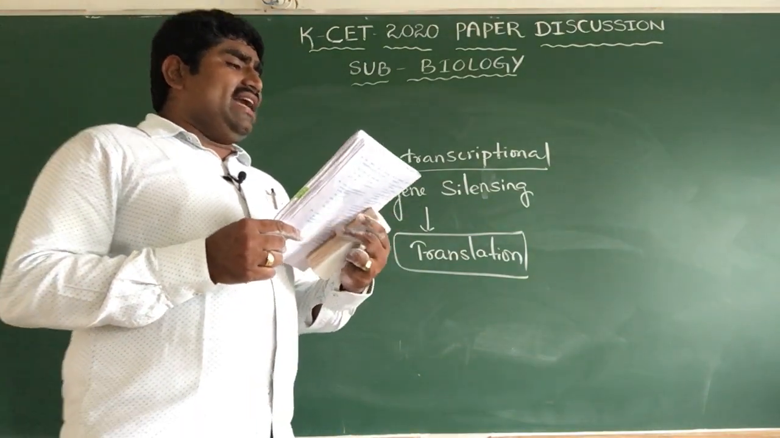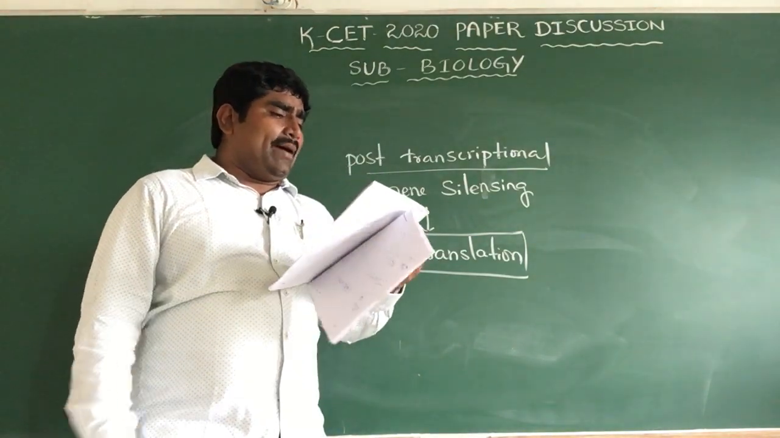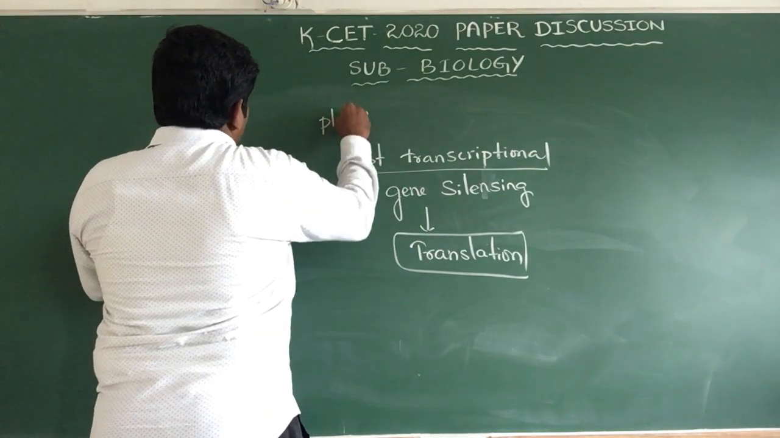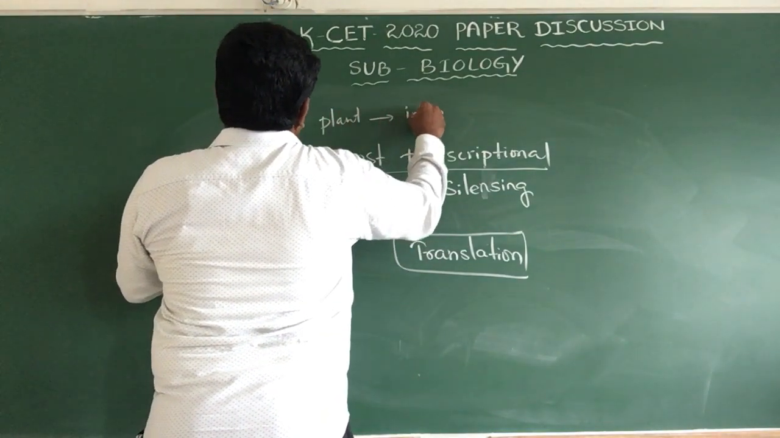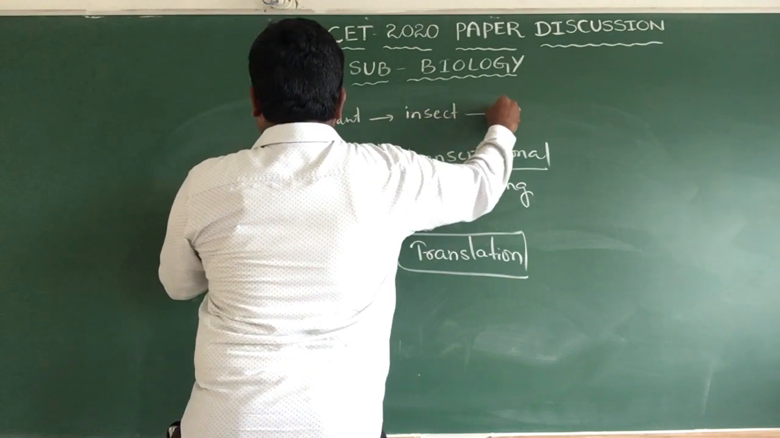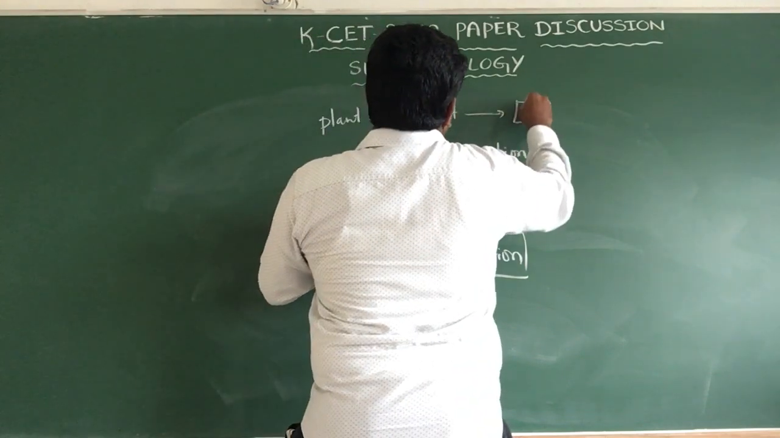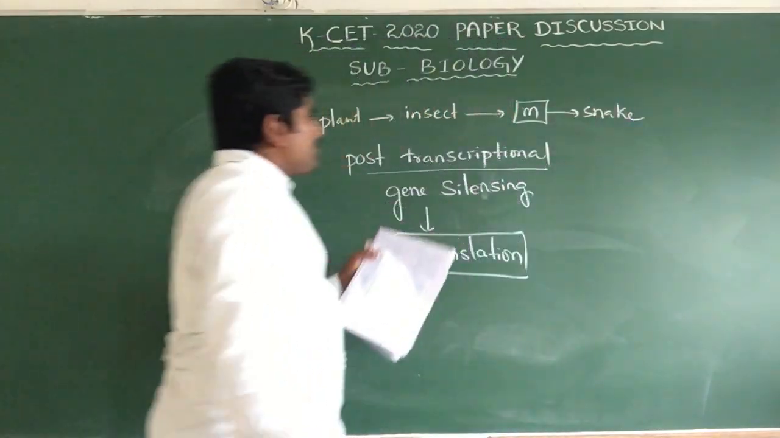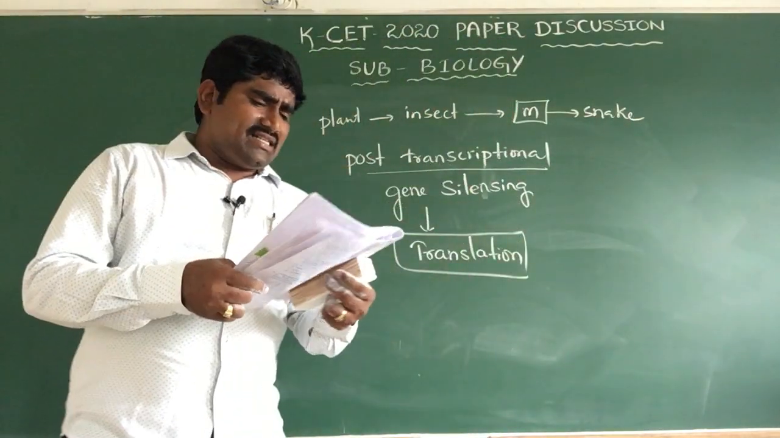Next one. Identify the possible link M in the following food chain: plant, next insect, and here given M. This M is nothing but frog. Next snake will come, right? So here the M is nothing but frog. So that is a very simple question.